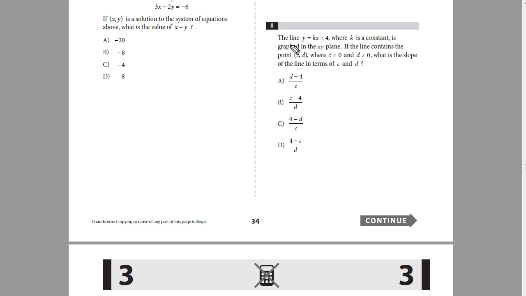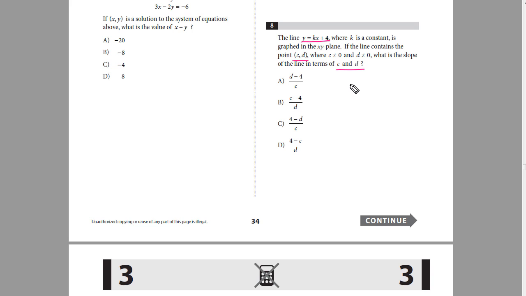Question number 8. The line y is equal to kx plus 4, where k is a constant, is graphed in the xy plane. If the line contains the point (c, d) where c is not equal to 0 and d is not equal to 0, what is the slope of the line in terms of c and d? So we have been given an equation and a point through which this line is being passed, and we want to find out the gradient or slope.